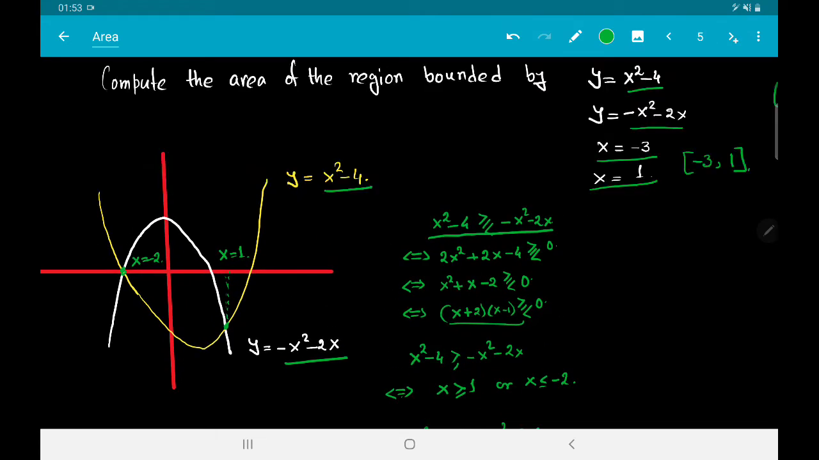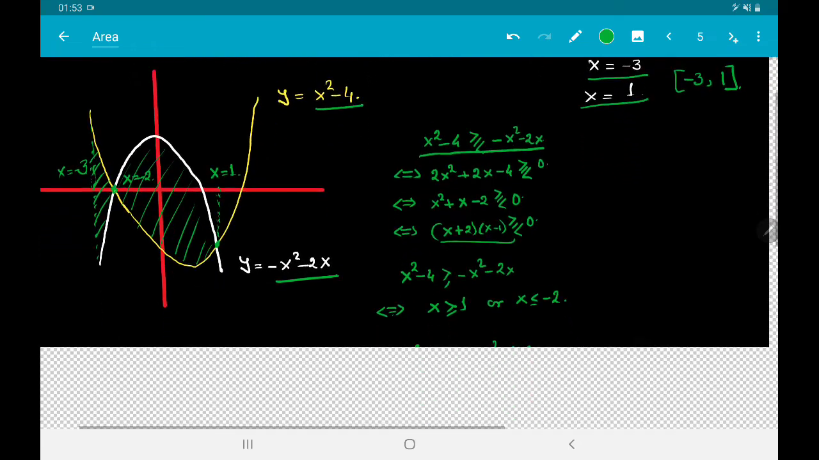And we are also asked to find the region from -3 to 1. So this is one of our lines, and x equal to -3 will be somewhere here, and we will try to calculate this in a moment. So what we are interested in is to compute the area of this region. So this is x equal to -3.